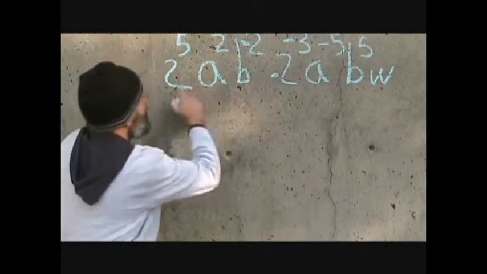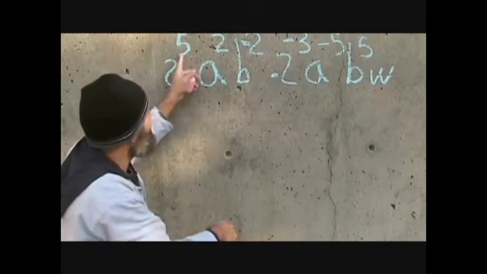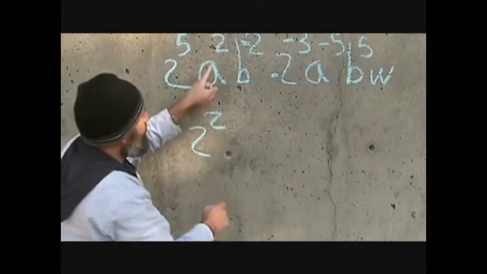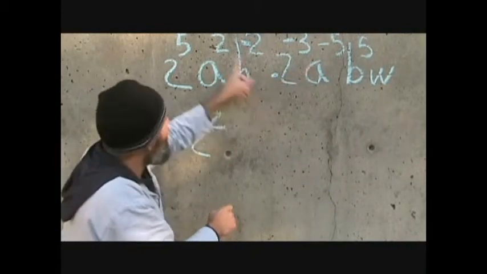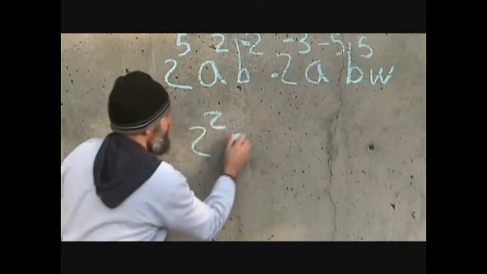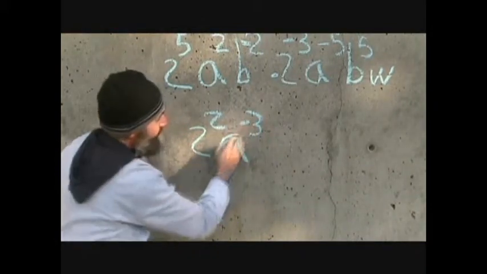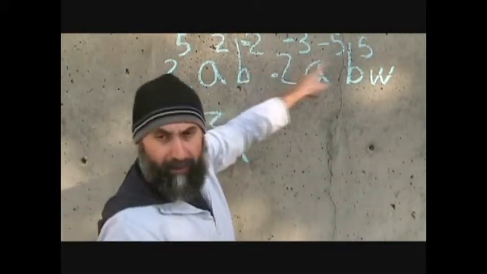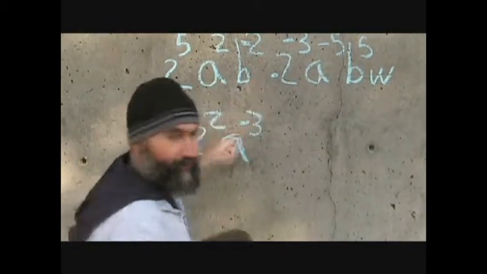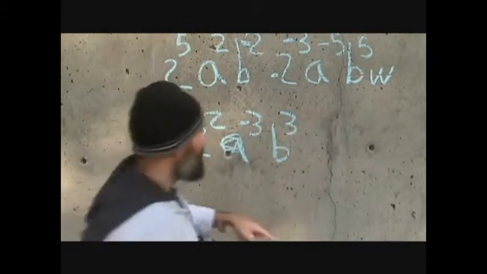So 2 to the power of 5 times 2 to the power of negative 3. All you do is just add the exponents. 5 plus negative 3 is going to be 2, so it's 2 squared. a squared times a to the negative 5: 2 plus negative 5 is going to be a to the negative 3. Negative 2 plus 5 is going to be 3, right? So it's going to be b to the power of 3. And your w is just your w.